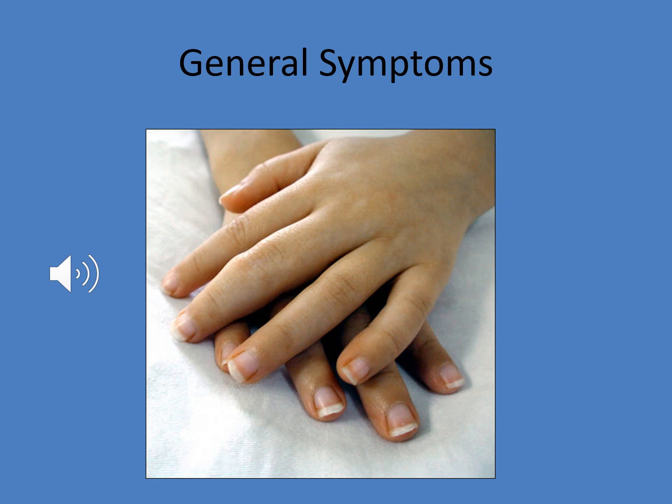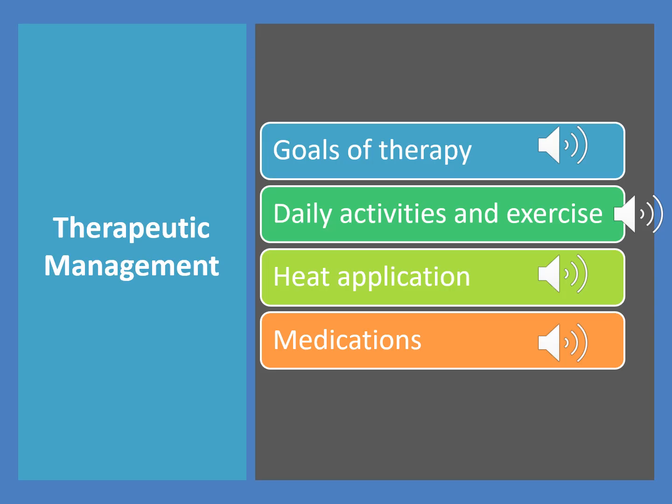Limitation of range of motion, again, because of that pain and joint stiffness. There's tenderness present, pain on motion, and it's often warm to the touch. So, therapeutic management for juvenile idiopathic arthritis.